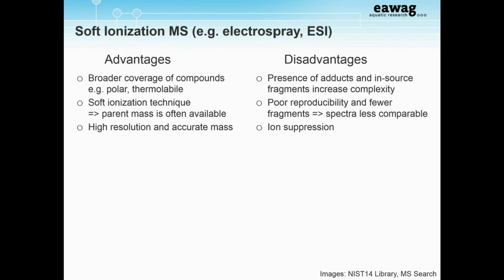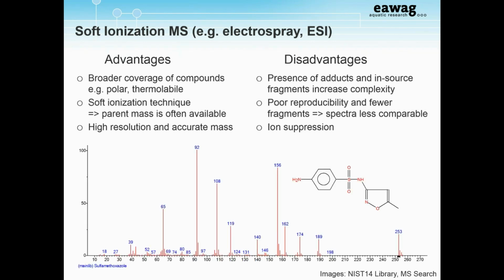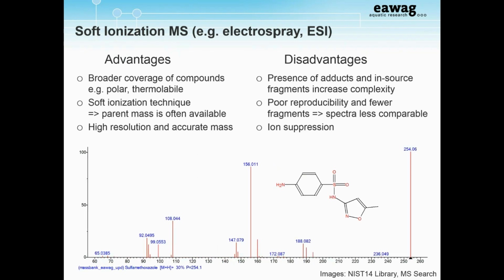You also, with ESI as a source, have quite a bit of ion suppression, which can affect your analysis. So just to give you a picture, this was the GC-MS spectrum I showed before of sulfamethoxazole. And here now is the corresponding LC-MS/MS spectrum of sulfamethoxazole. What you can see straight away is we have quite a bit less information in the spectrum. So this makes LC-MS/MS sometimes a little bit more challenging.